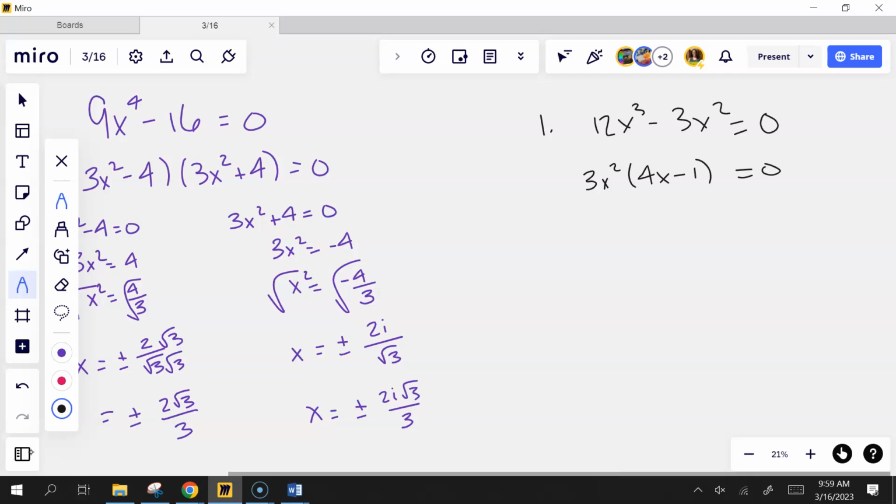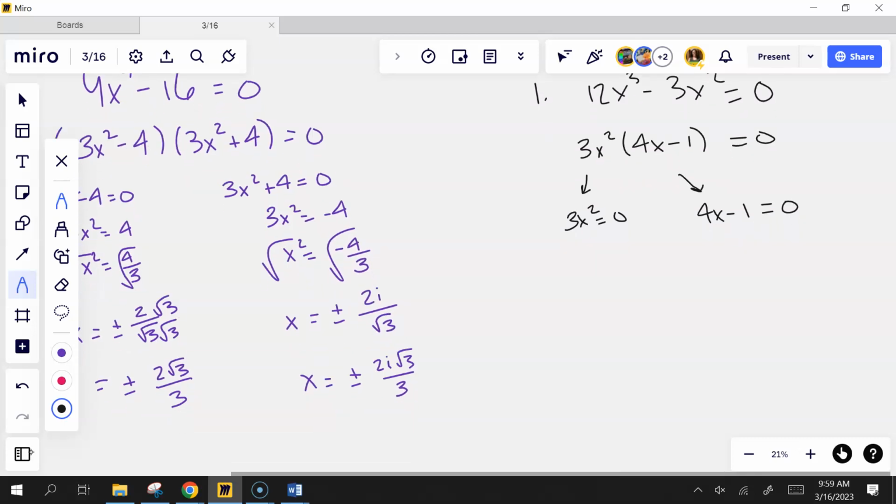It equals 0. Now, everybody goes to 0, right? 3x squared equals 0. 4x minus 1 equals 0. And I'm going to solve each of these separately. For this one, x equals 0, but it has a multiplicity of 2 because of that x squared there, even though it's the same thing. And for this one, I've got 4x equals 1, so x equals 1/4. And there's my 3 solutions, 2 on the 0 and 1 on the 1/4.